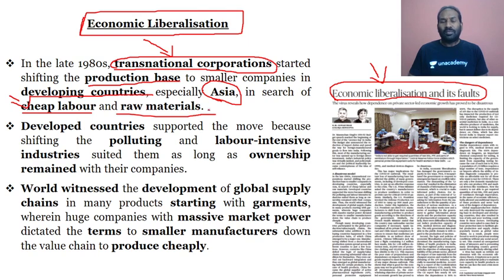And by creating jobs and setting up the base for production and manufacturing sectors to come up, they also utilized the raw materials from Asia itself, but the end product was transferred to the developed countries, and this was actually in the 1980s.